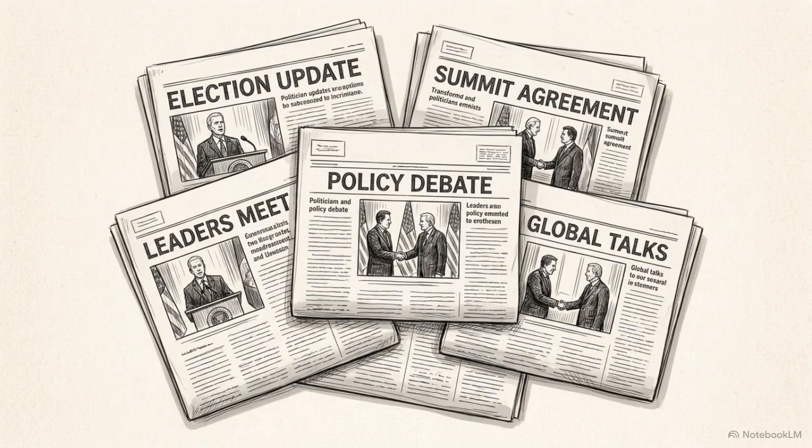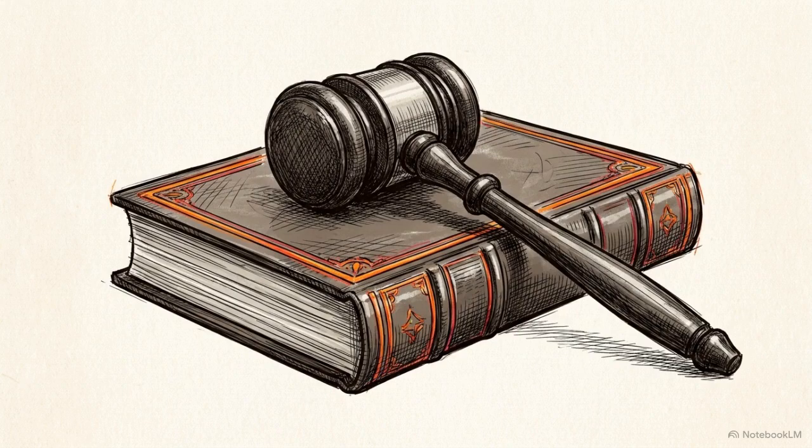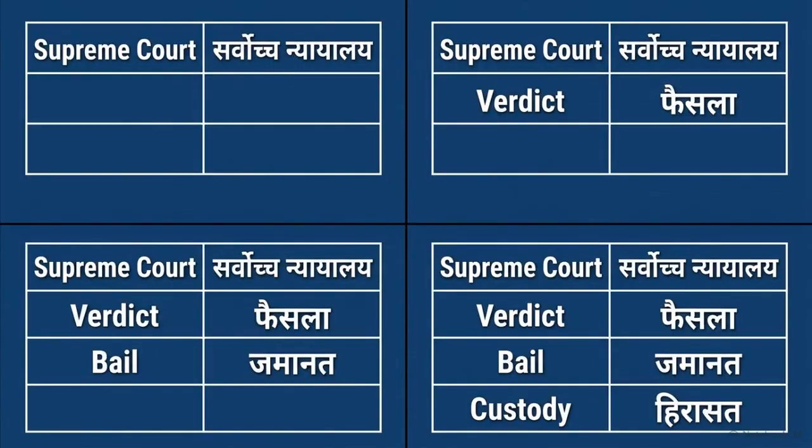These 5 terms appear in nearly every report on government transitions. Memorizing them as a single group allows you to recognize the primary structure of a political article much faster. Now we shift our focus to the second half of the matrix, law and the courts. We start with Supreme Court, which is Sarvocha Nyayalay. A formal court decision is a verdict, meaning faisla. We also have bail, which is jamanat, and custody, meaning hirasat.